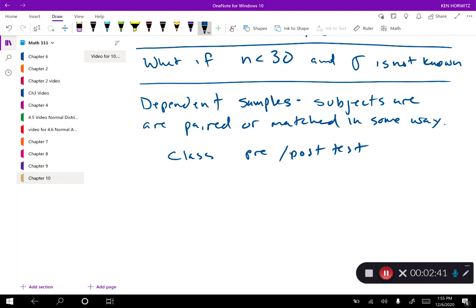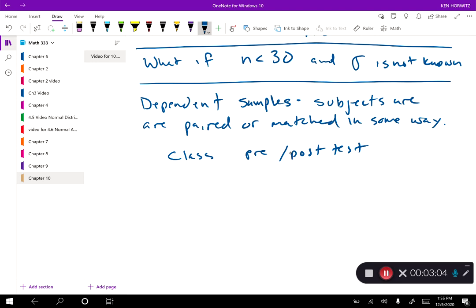Also, if a researcher wants to see how a drug affects a sample of users, he could do a pre and a post test for that drug. He can test, let's say, the reaction time of the sample before the drug and test the reaction time of the sample after the drug.